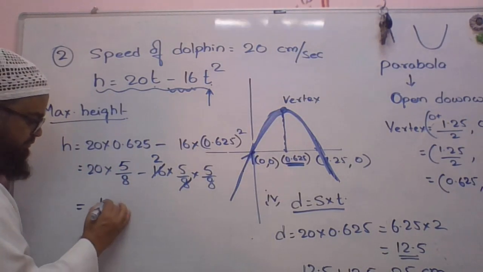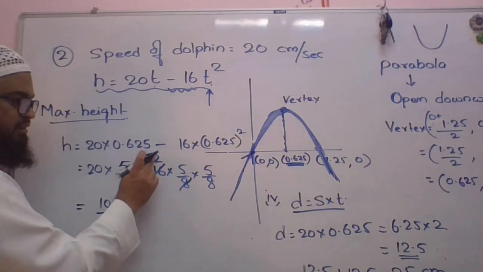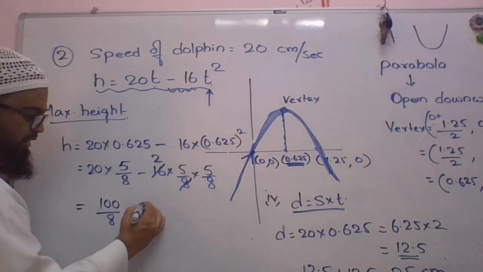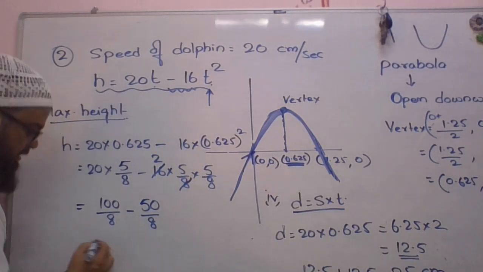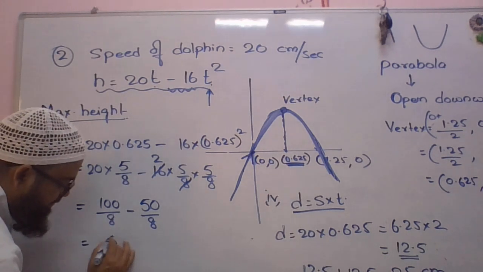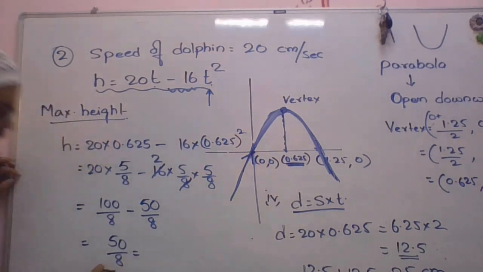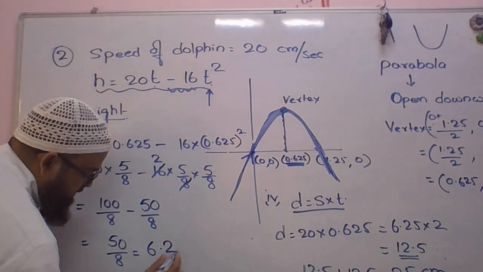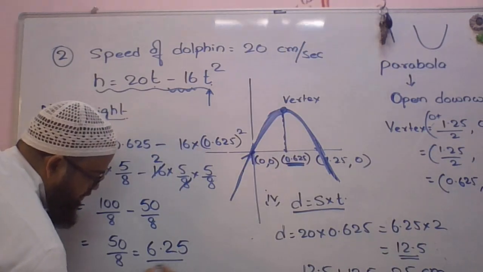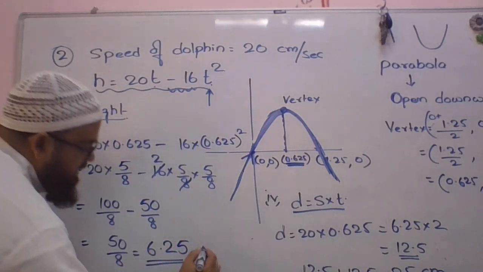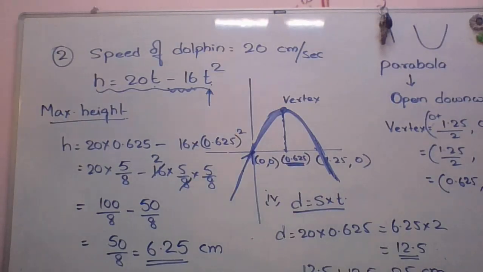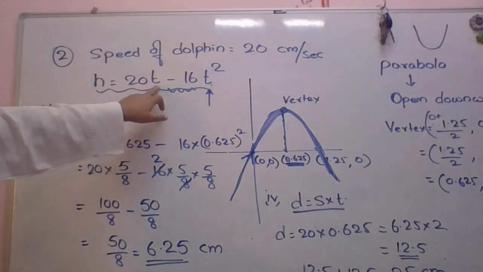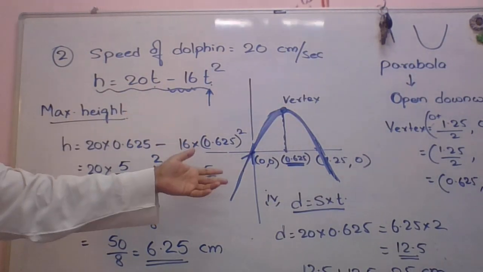20 into 5 is 100 by 8, minus 5 5s are 25, 25 into 2 is 50, so 50 divided by 8. So that is equal to 100 minus 50, 50 by 8. Now if I divide 50 by 8, 8 6s are 48, and in 20, 8 2s are 16, and in 40, 5. So the maximum height reached is 6.25 centimeters. Understood? Because the polynomial itself gives you the height reached at time 1 second, 2 seconds, 3 seconds, and so on.